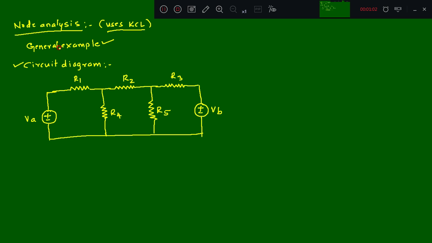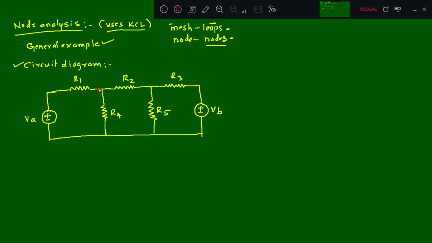So let us consider a circuit which consists of R1, R2, R3, R4, R5 and voltage sources VA and VB. Now in mesh analysis we come across loops, but in node analysis we come across nodes. This is the major difference. In mesh analysis we need to identify the number of loops, but in node analysis we identify the number of nodes.